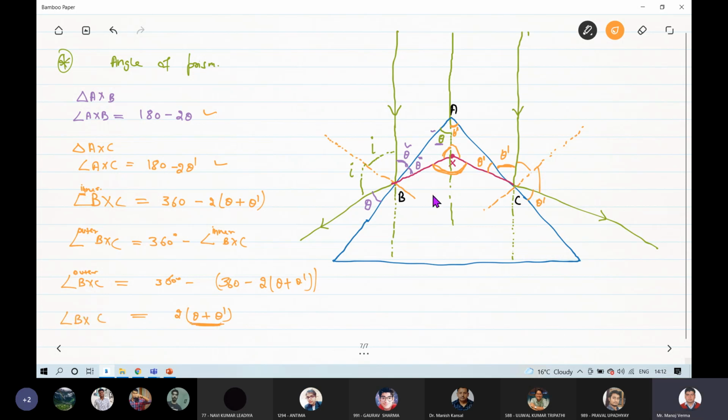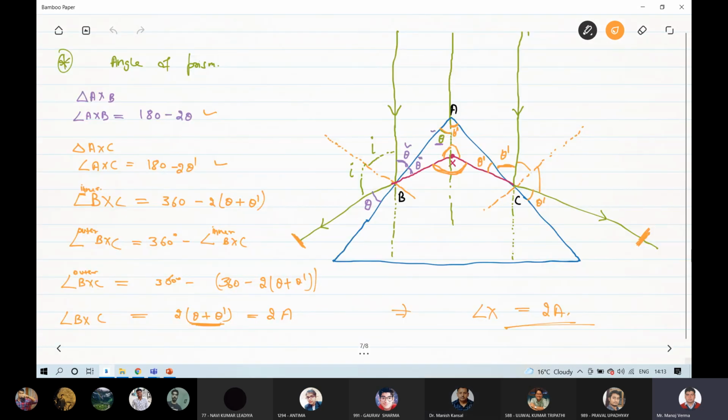Now this theta and theta dash, I can see this was my theta, this was my theta dash. So I can replace them with the summation of theta and theta dash, which will give me twice of A. So in this way, you can say outer angle X should be equal to twice of A. Right? That's why if we measure the position of the telescope on this side, and on this side, and if I take the difference between these two angles, then that angle will give me twice the value of the angle of prism.